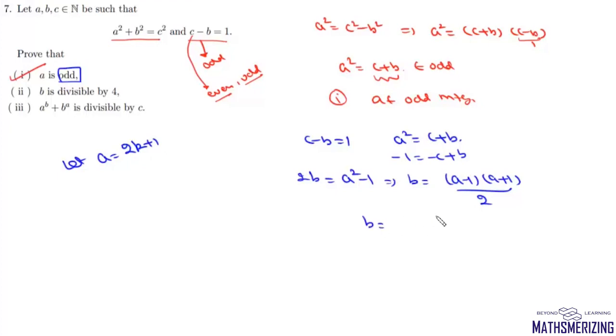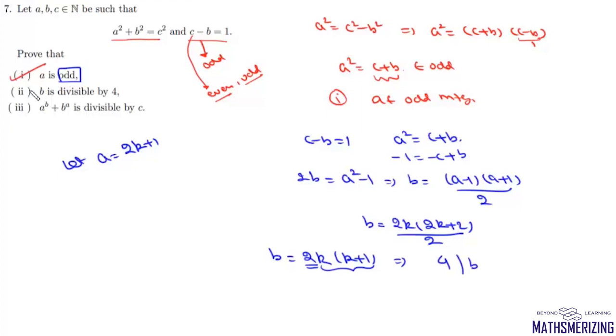Then we can write this B as A minus 1, which will be 2k, and then A plus 1, which will be 2k plus 2, divided by 2. So now we can cancel this 2. We can write B as 2k into (k plus 1). So B is a multiple of 2, and then it's a product of two consecutive integers, k and k plus 1. So out of these two, one of them must be an even number. From here we can say that B is divisible by 4.